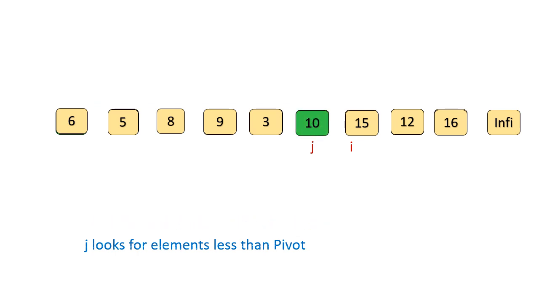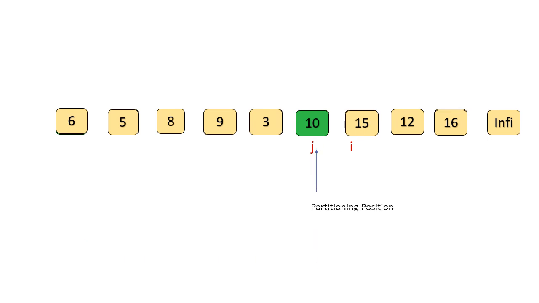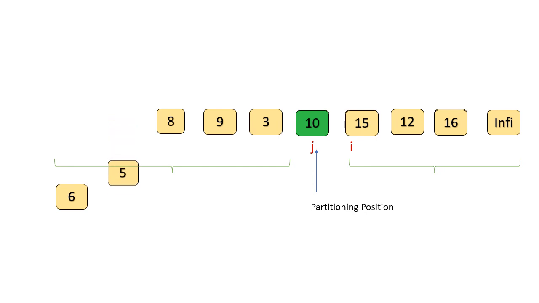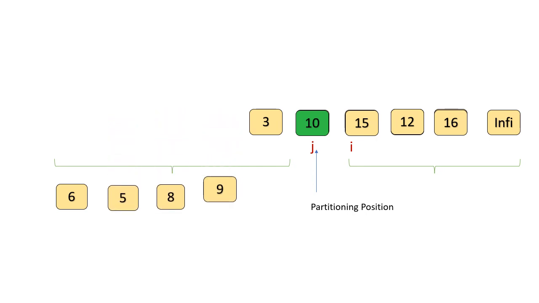Now you can see that the pivot element 10 has partitioned the total row into two parts. Towards the right hand side, all the elements are lesser than the pivot element, and towards the left side, all the elements are greater than the pivot element. Now let us take the elements on the right hand side, which are lesser than the pivot element.